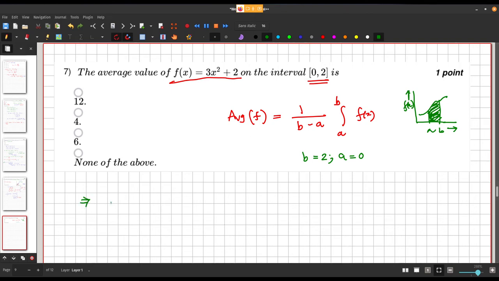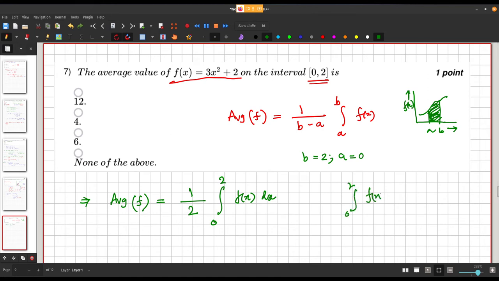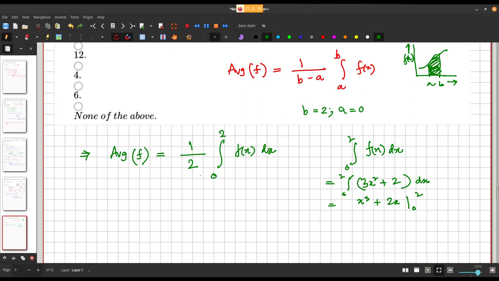So let us quickly solve this. So average of f will be 1 over 2, since b is 2 and a is 0, then b minus a will be 2, then integration 0 to 2 f(x) dx. And what will be the value of this integration? This will be 0 to 2, 3x square plus 2, and sorry, I have to put a dx here. So this will be x cube plus 2x from 0 to 2. So this will be 2 cube plus 2 times 2, that is 8 plus 4 equal to 12. So what will be the average value? That will be half times 12, which is equal to 6.